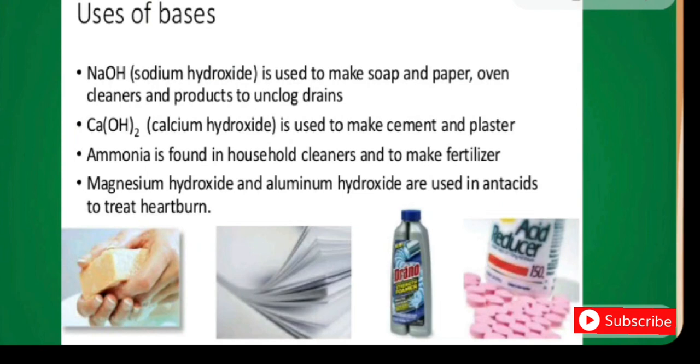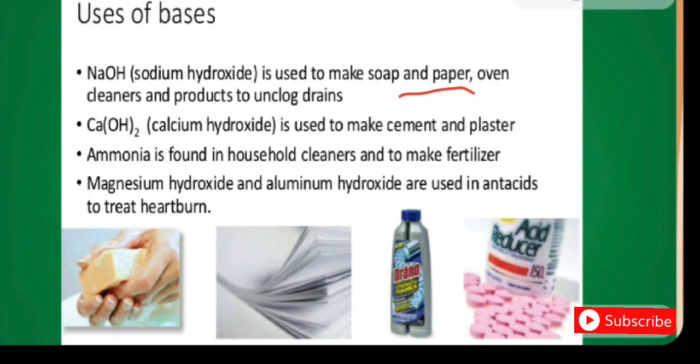Now let us know the uses of bases. Sodium hydroxide is used to make soap and paper, oven cleaner, and products to unclog drains. Calcium hydroxide is used to make cement and plaster. Ammonia is found in household cleaners and is used to make fertilizer. Magnesium hydroxide and aluminium hydroxide are used in antacids to treat heartburn.